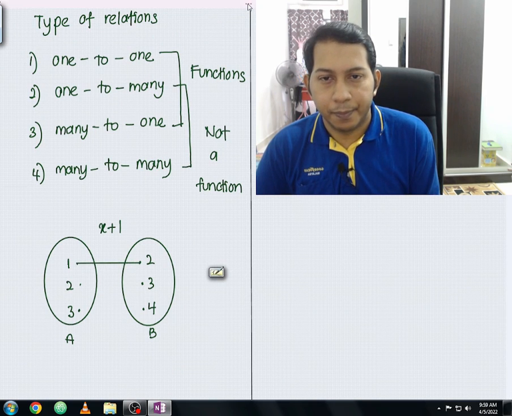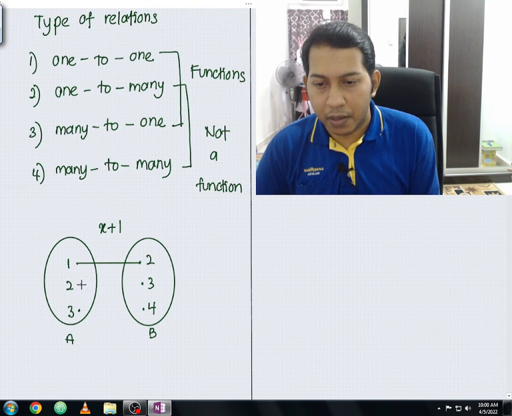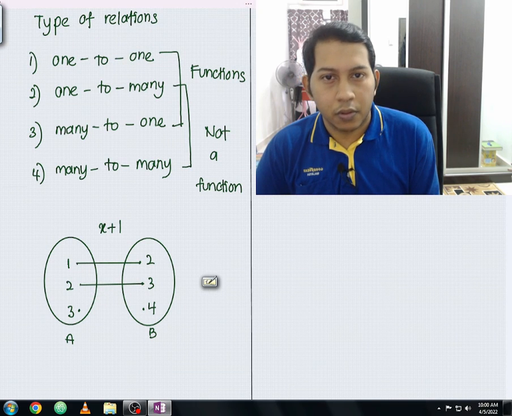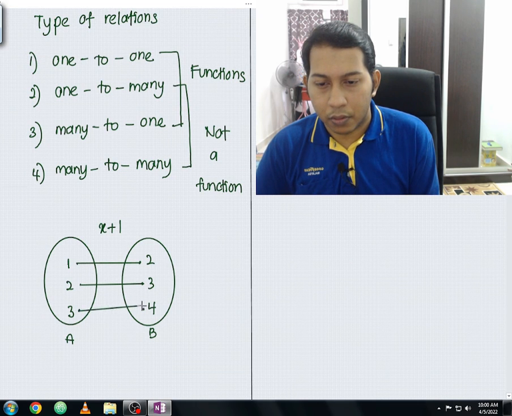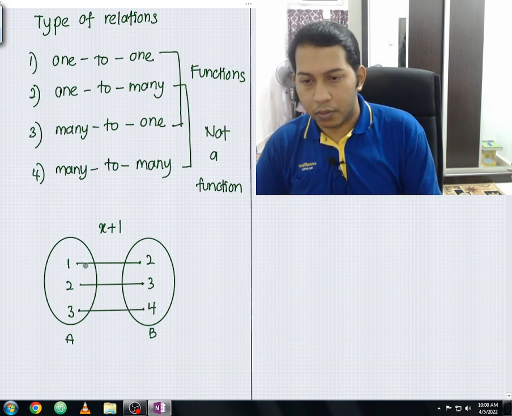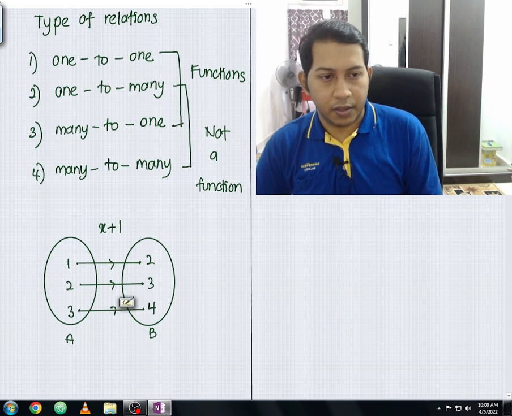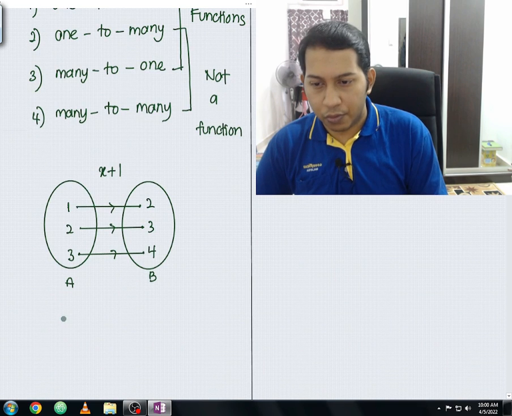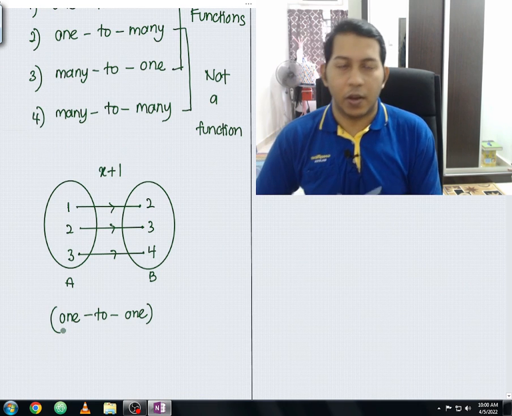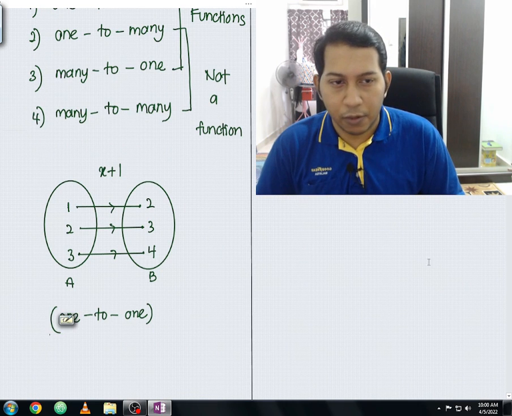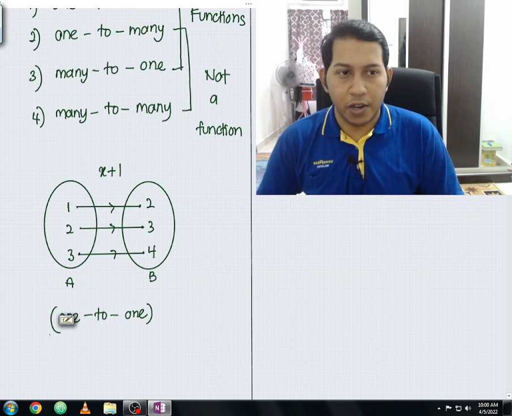This is how you do the mapping: you make an arrow. So this is the example of a one-to-one relation. I hope you understand the concept till now. This is how a one-to-one function works.